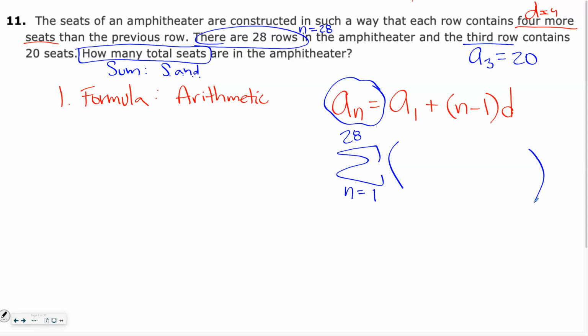A1. We don't have an A1. Okay, let's see. Can we use A3? Yes, we can. If I change A1 to A3, what else do I need to change? N minus 3. Okay, so A3 is 20 plus N minus 3. Why did I not put the 28 for N right there? The calculator needs that substitute. Going to substitute in right there.